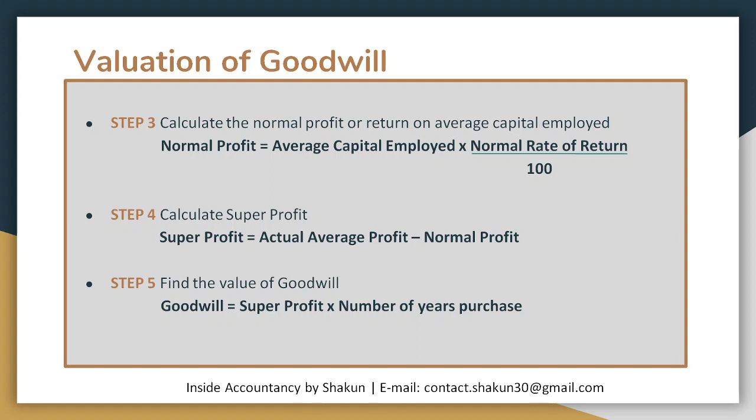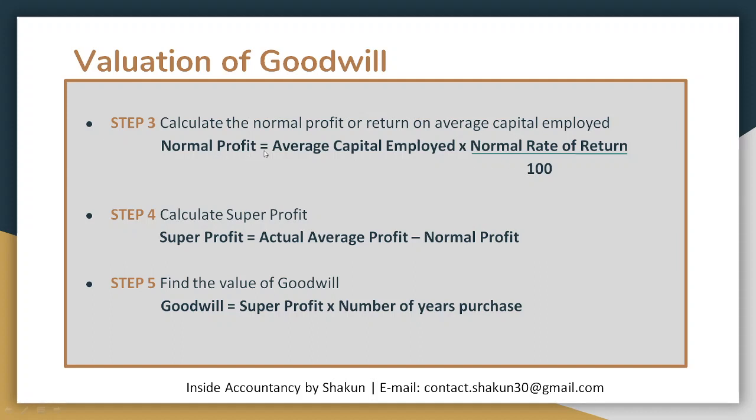Now the third step in the valuation of goodwill is the calculation of the normal profit. Now what is normal profit? Normal profit is equal to average capital employed into normal rate upon 100. Now let's understand what this normal rate is. When a similar type of business earns a profit at a certain percentage of the capital employed, that rate is referred to as normal rate. So normal rate would be given to you in the question. We simply have to multiply the capital employed by the normal rate and we will get the normal profit.